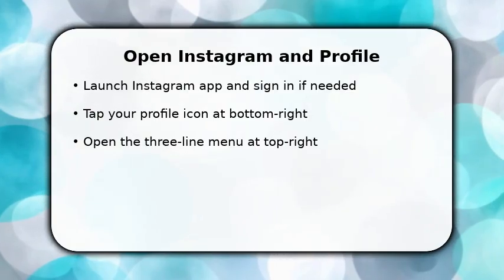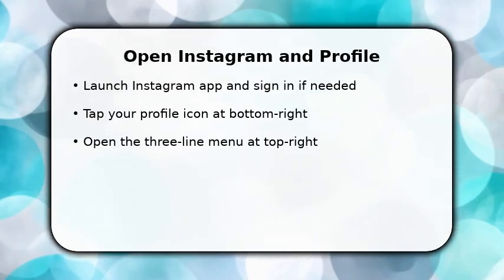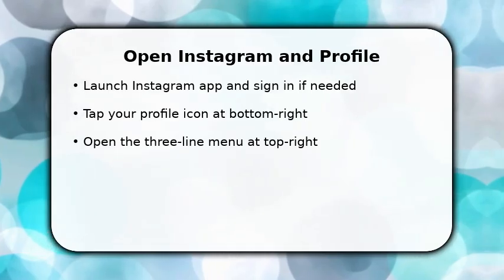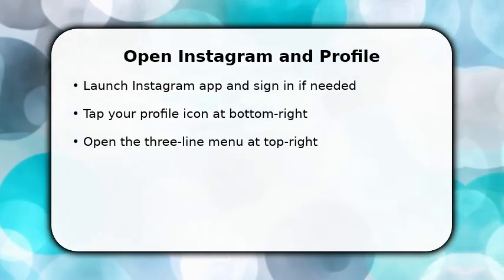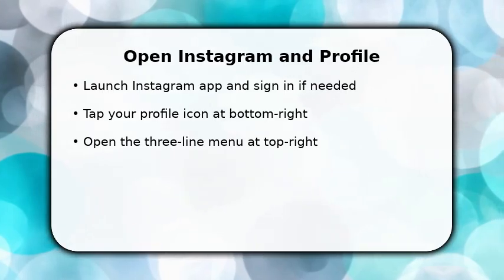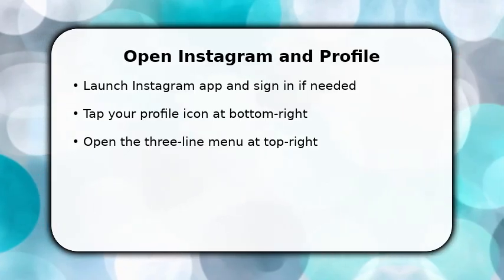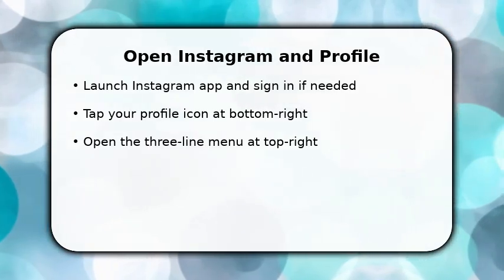You're starting inside Instagram. Open the app and go straight to your profile by tapping the bottom right icon. Once there, tap the three-line menu at the top right to access settings quickly. You want to be in the right place before changing live activity. This gets you into the app controls where privacy and notifications live.